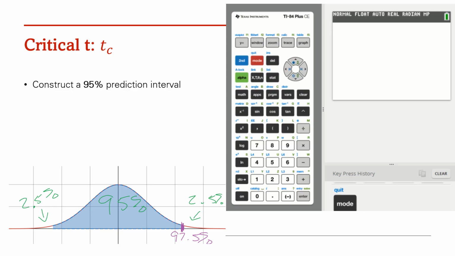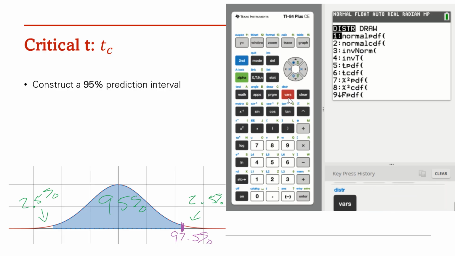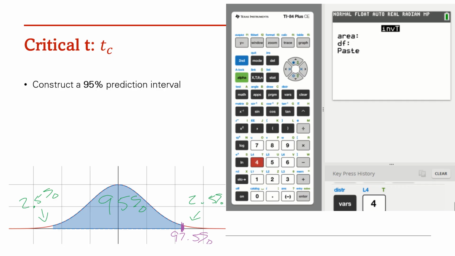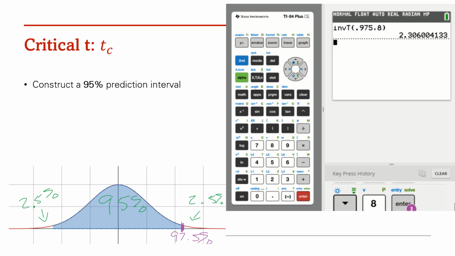At 95% confidence, I'm going to evaluate inverse t at 0.975. Reference the graphic in the bottom left corner to see why. I'm going to figure out that point right there. So I'm going to go to second, vars, and I'm going to choose number 4 for inverse t. My area is going to be 0.975, because that's where the little purple mark is in the bottom left corner. The df, because I'm dealing with bivariate data, I need to say n-2 for this, so this would be 8. And there you have it.